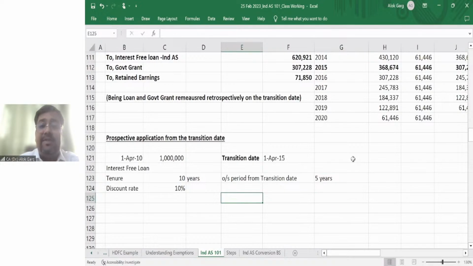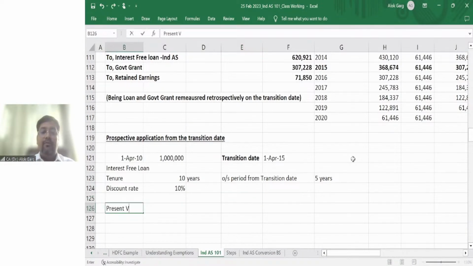We need to calculate the present value of the loan because on the transition date, 1st April 2015, we have to pay out after 5 years. So what is the loan value today? It is 10 lakh rupees, and I have to pay 10 lakh rupees after 5 years. I need to compute the present value on the transition date. In the earlier case, we calculated the present value on the date of initial recognition, but now we will compute it on the transition date.